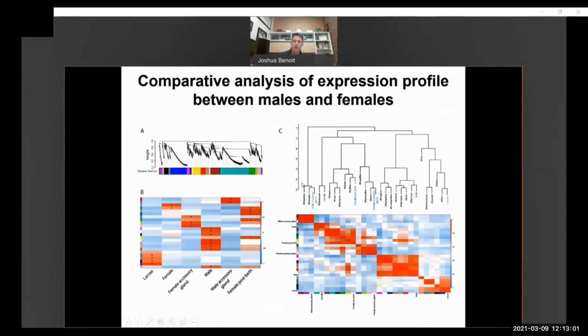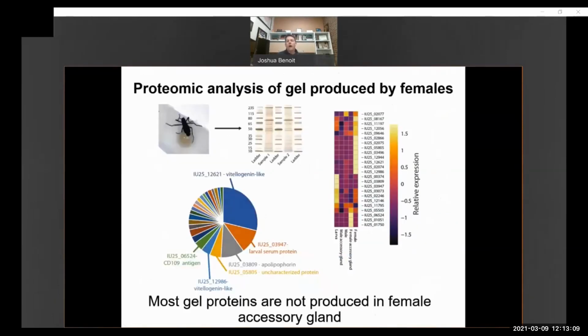So this allowed us to establish what the genes are in the female accessory gland and the male accessory gland. But mainly for the sake of this talk, I'll talk about the gel produced by the females. In order to confirm what is in the gel, we did proteomic analysis of the gel that was actually secreted by the females. And so we were able to identify the components within this. Mainly it's one uncharacterized unknown protein, a couple of vitellogenin-like ones, and a larval serum protein, and that composed most of the overall composition of this gel.